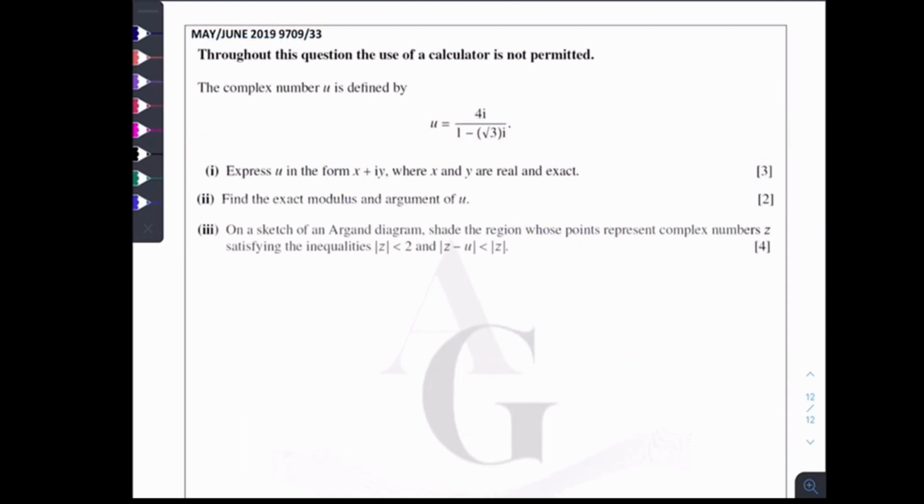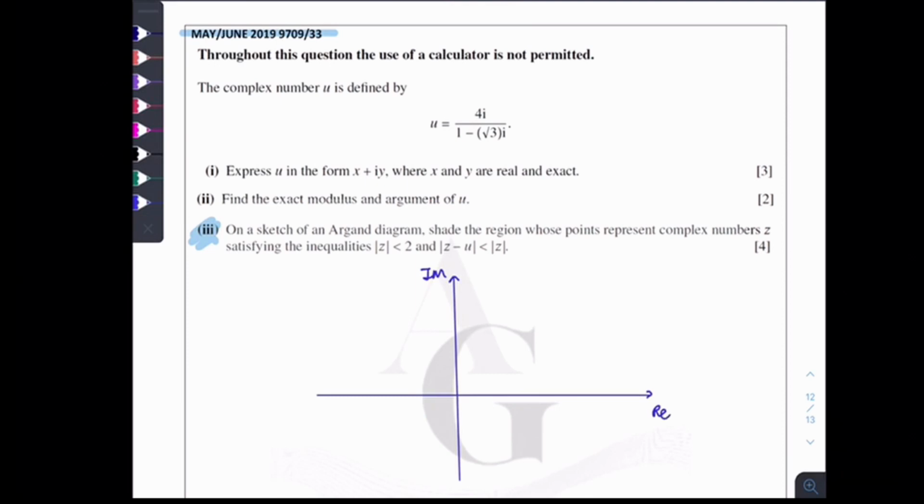Have a look at the May-June 2019 paper, variant 33. Have a look at part 3 here. So it's the same type of question on a sketch of an Argand diagram. Shade the region that represents these two inequalities. For the first one, one side modulus, one side radius, so it's a circle. As for the second one, both sides have the modulus, so it should be a perpendicular bisector. So let's prepare the imaginary axis and the real axis first.